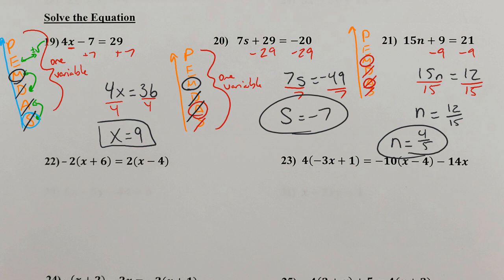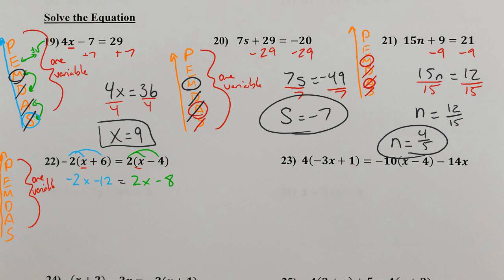22. Now, once again, when I talk about PEMDAS backwards, I talk about this idea of one variable. Now, I have an x here and an x here, so I'm not ready to try and solve yet. Basically, what I'm going to do is distribute the negative 2 on the left side to get negative 2x minus 12 equals, and on the right side, I'm going to do the exact same thing, 2x minus 8.